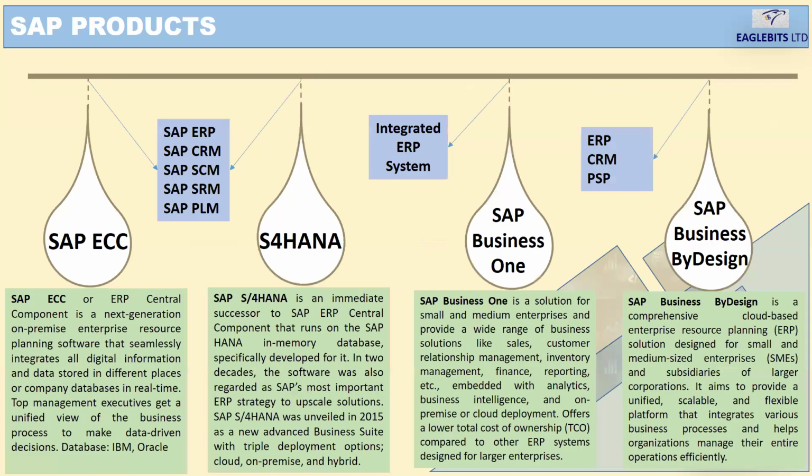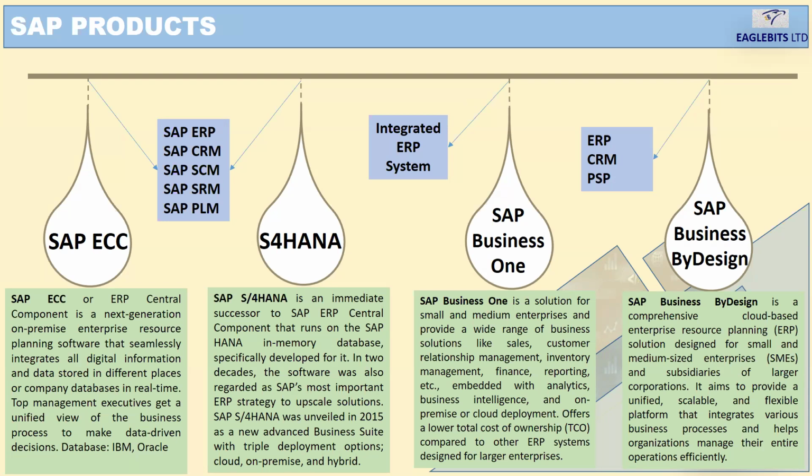So what are some of the SAP products? We have SAP ECC, SAP S/4HANA, SAP Business One, and SAP Business ByDesign. The first two, SAP ECC and S/4HANA, are usually used by bigger organizations. However, SMEs, small and medium scale enterprises, usually go for SAP Business One and SAP Business ByDesign.